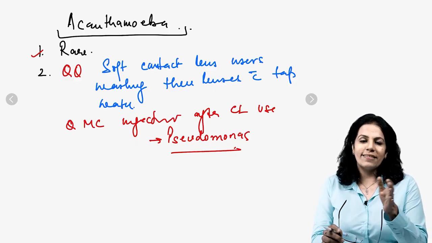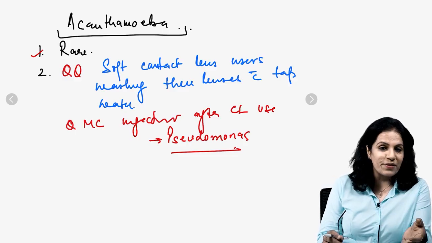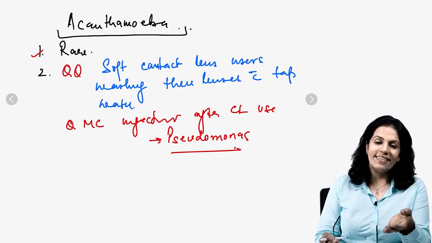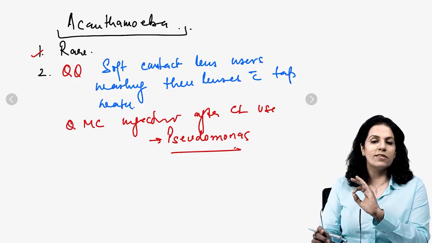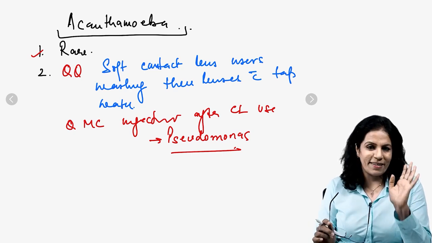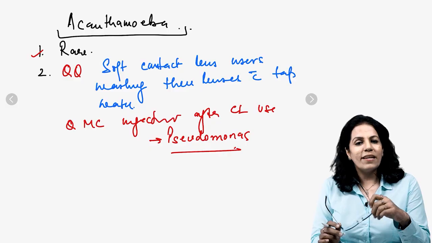Contact lens users are more prone to develop which infection, or which rare infection? Then we answer acanthamoeba. Just be a little careful. Whenever "most common" is given, you have to answer Pseudomonas. Otherwise, you can answer acanthamoeba. Right? Now life is simple.